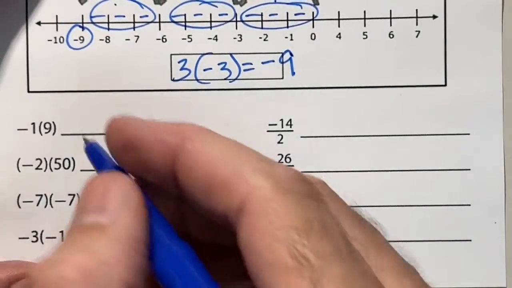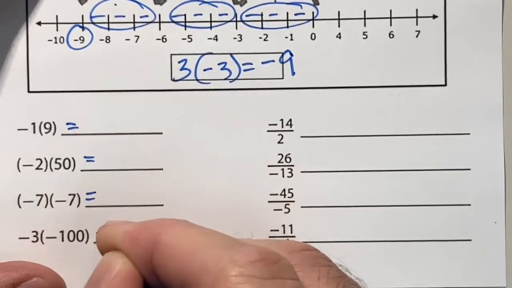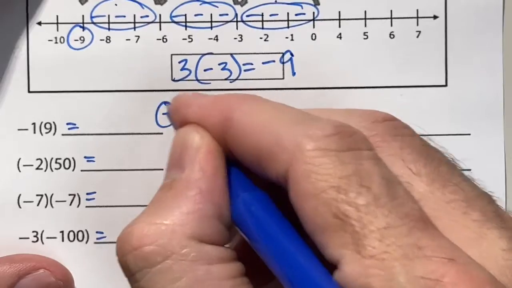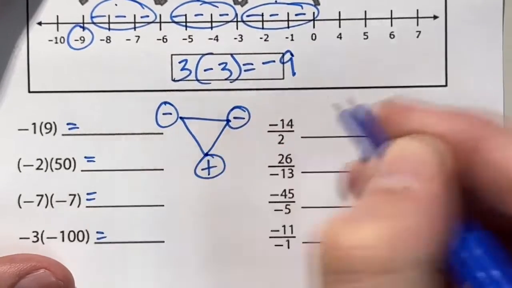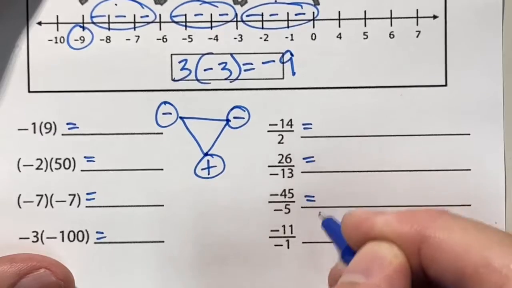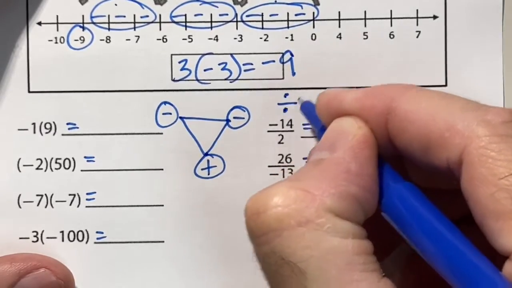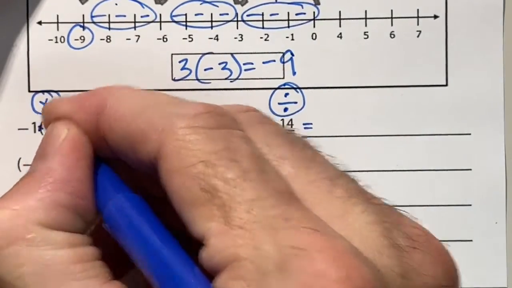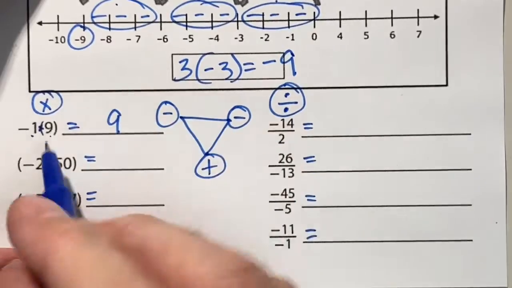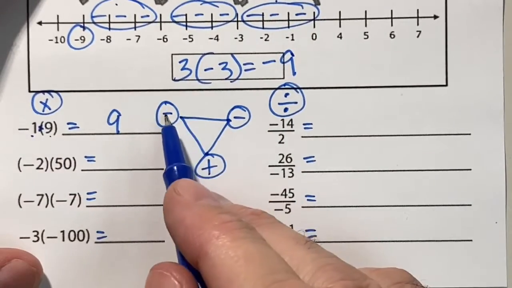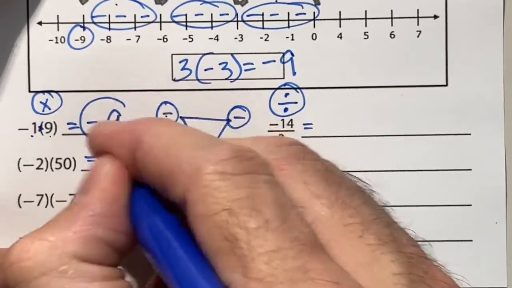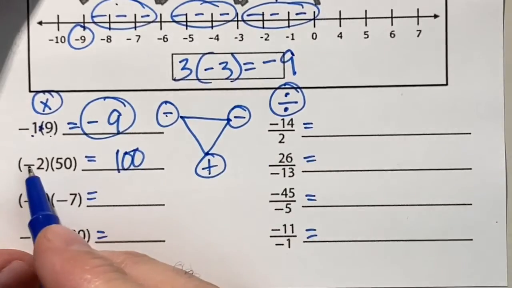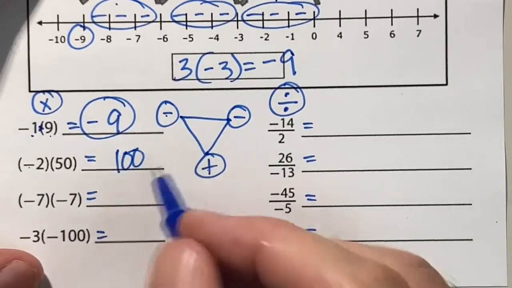So we're just going to do quick processing down below, and you may want to use the integer triangle and draw a quick one here. So this means division over here, and this means multiplication over here. So we're going to multiply. So 1 times 9 is 9. And a negative times a positive is going to be negative. 2 times 50 is 100. A negative times a positive is going to be negative.